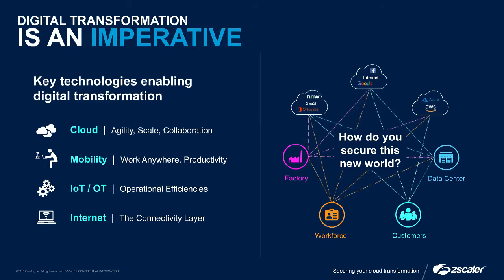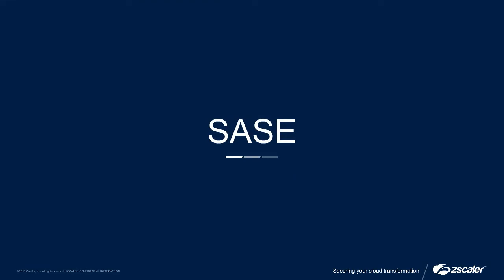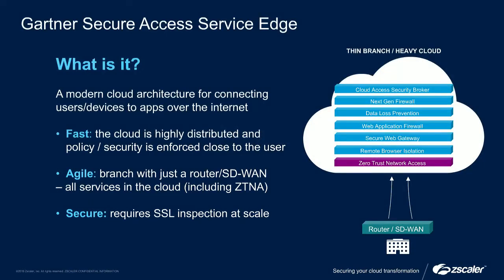And so the question becomes, when I have clouds, when I have IoT, industrial IoT, my workforce moving away, my applications and servers moving into the cloud, how do I secure this new world? What does this new world actually require? And so the first of those is going to be SASE. SASE has a specific definition, which we're going to see now. SASE is a modern cloud architecture for connecting users and devices to applications over the internet.